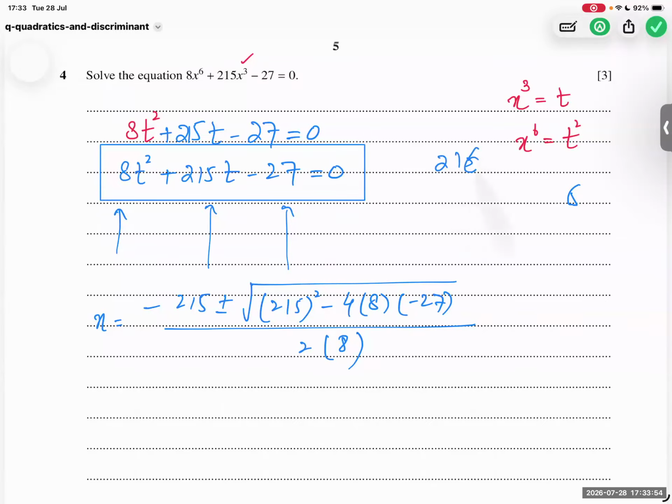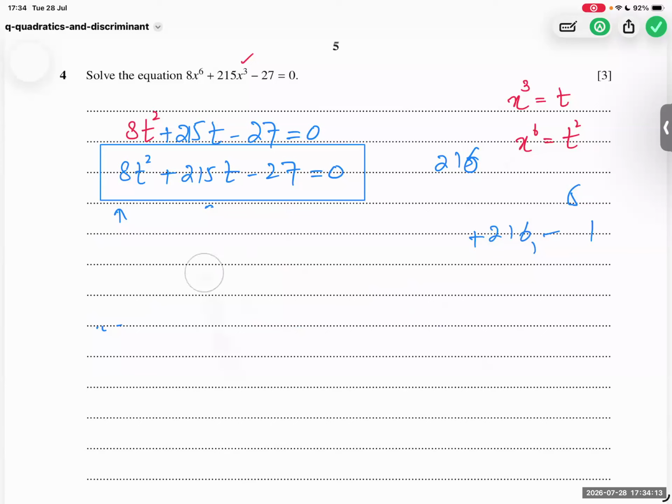That was 216. I guess 216 and 1 can be done, right? Plus 216 and minus 1 be the factors. So that would be easy for you instead of doing this. So let's do it in that manner.